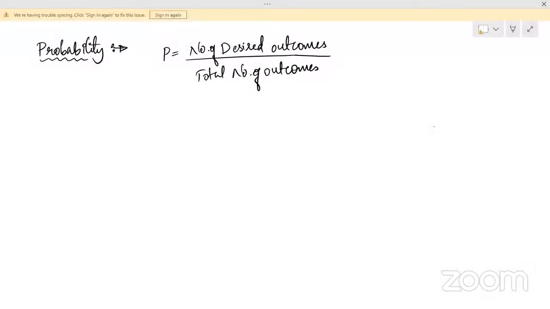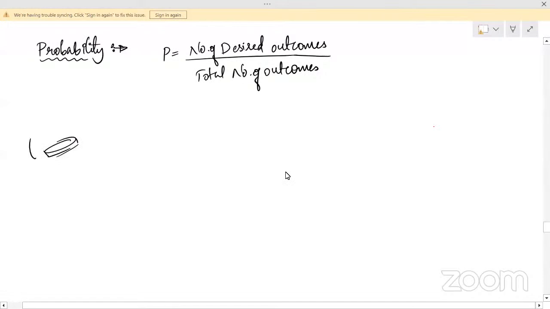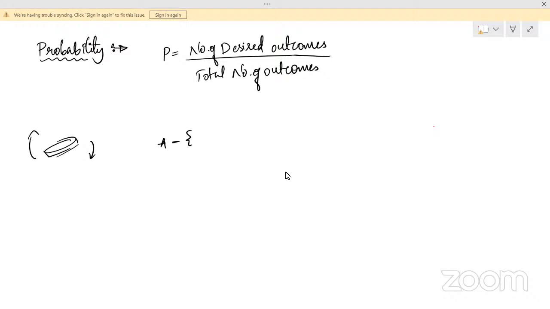There is a coin that I'm flipping, right? I'm flipping this coin, right? Now, what are the outcomes possible? Heads or tails? Correct. Now the outcomes will be either a head or a tail.